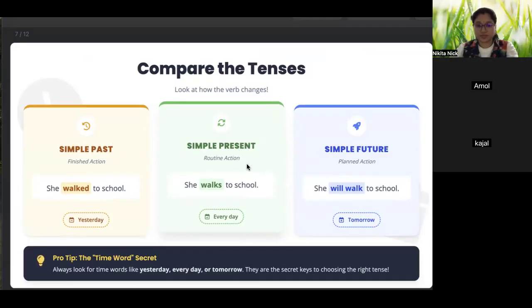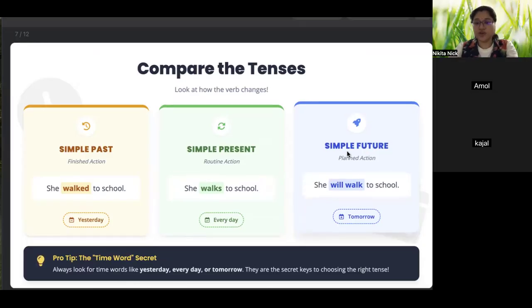Simple present, routine action. She walks to school every day. Very good. Pooja, your turn. Simple future.